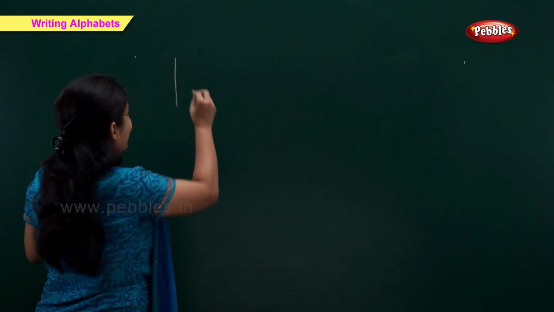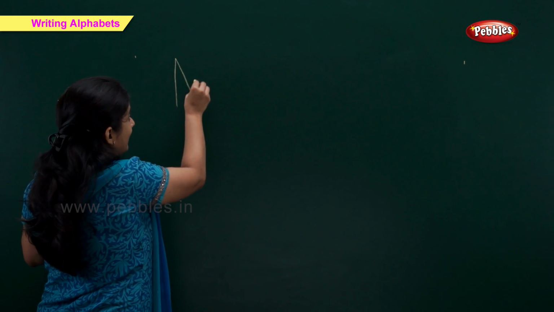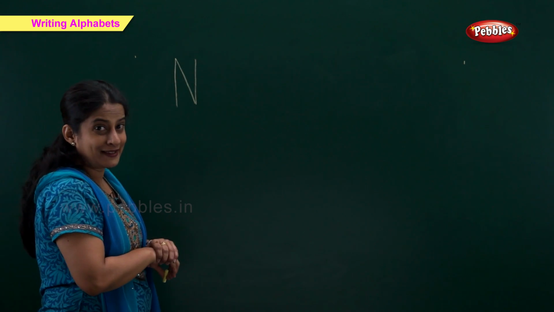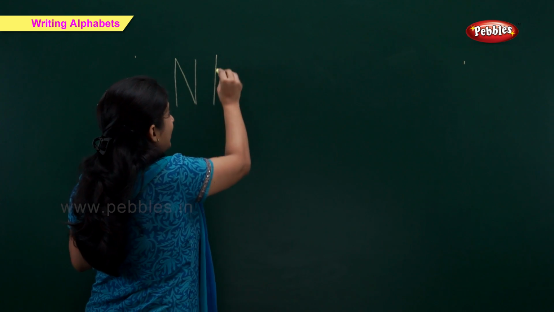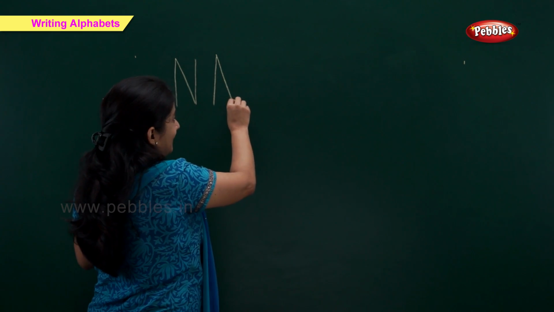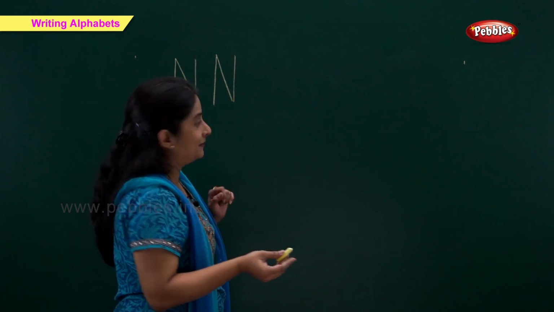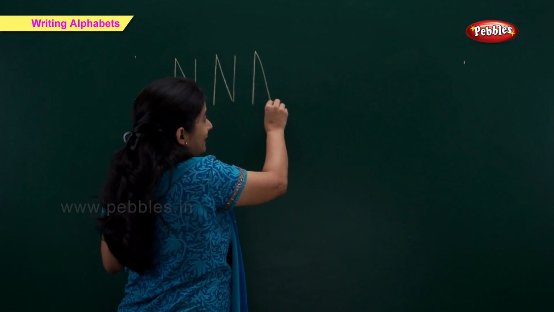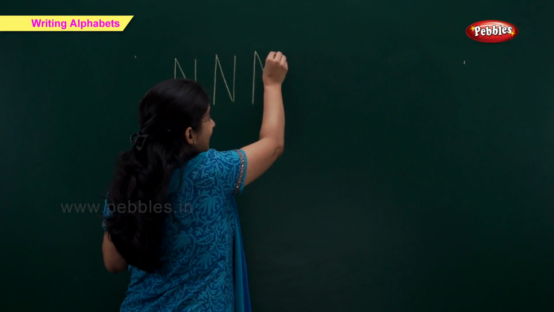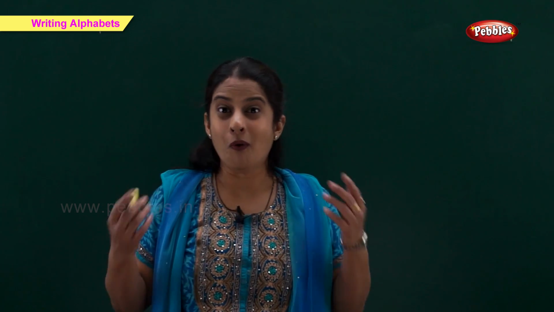A standing line, a cross line and a standing line makes N. A standing line and a cross line with another standing line makes what? N. Friends, it's time to write O.